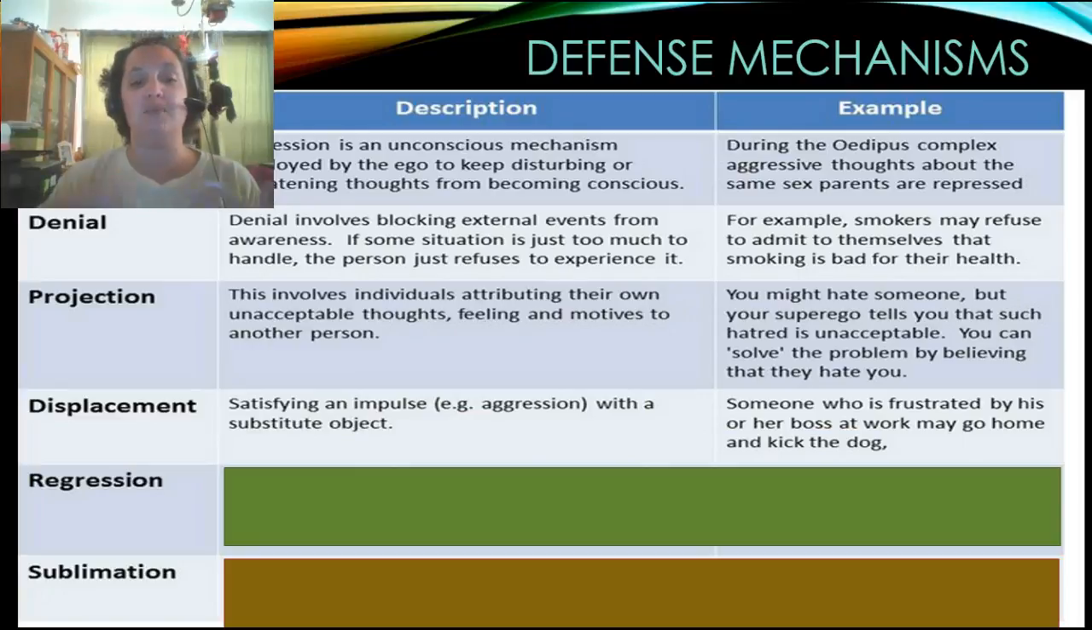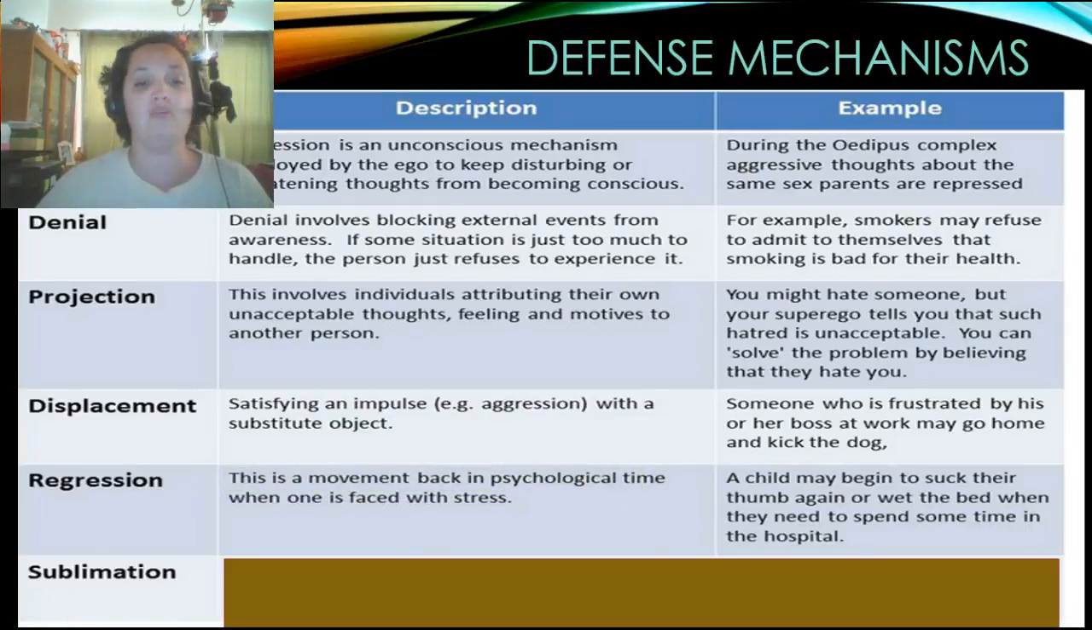Displacement is when you have an impulse and you satisfy it with a substitute object. Like if you're angry at your boss at work, you can't really punch your boss, but you might go home and kick your dog or punch a pillow or yell at your significant other. So displacement is where you take that feeling and you satisfy it by putting it on something else. For example, if you've ever heard the term eat your feelings, well, maybe if you're depressed because someone's not being kind to you, maybe you eat ice cream as a way to satisfy yourself and displace that unhappiness.